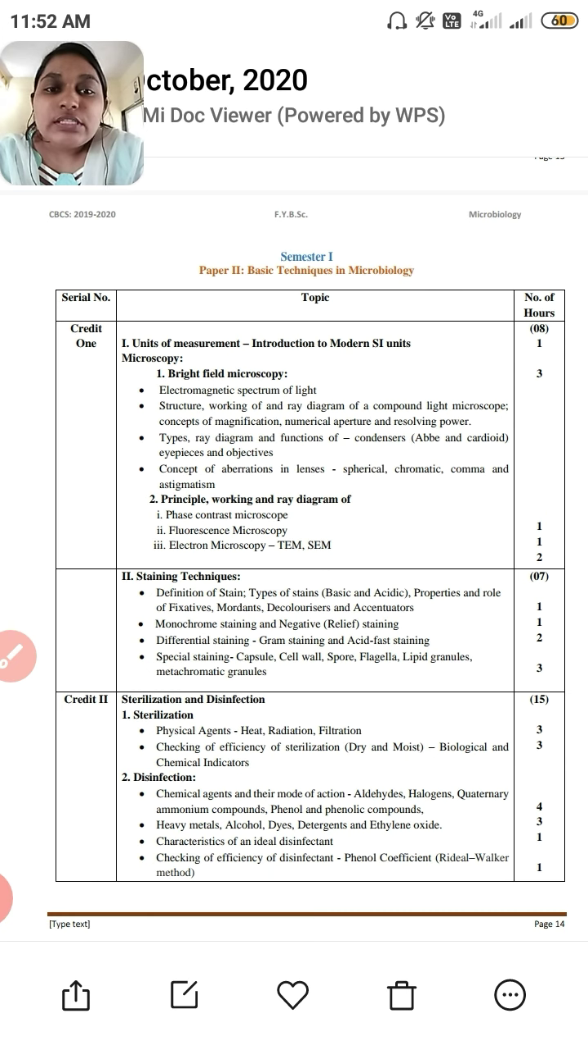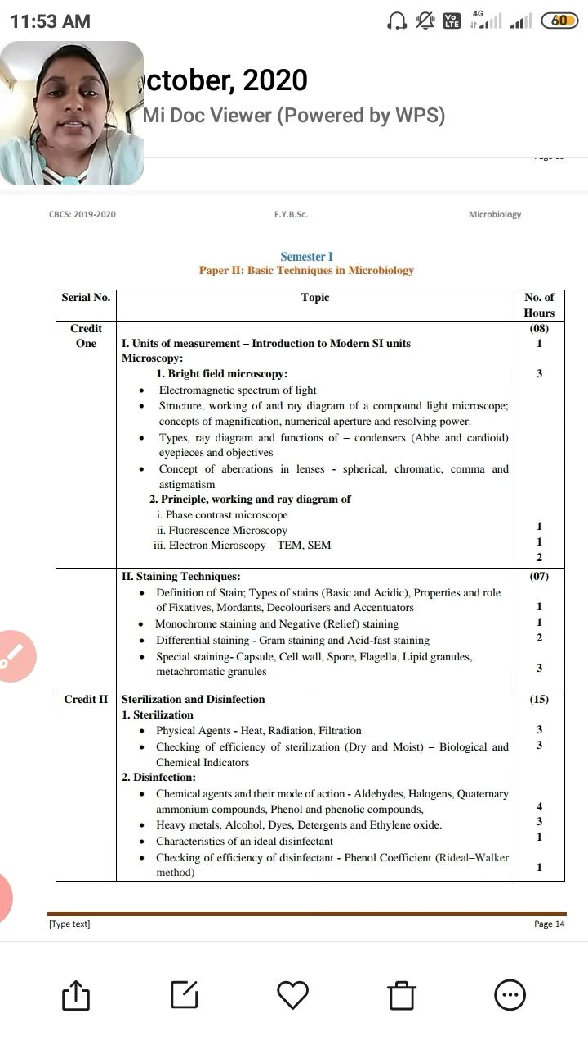After that we will see the numerical aperture and resolving power in detail, and then types, ray diagrams and function of condensers, Abbe and cardioid, eyepieces and objectives. These condensers, eyepieces and objectives are all parts of the compound microscope. We will study them in detail.